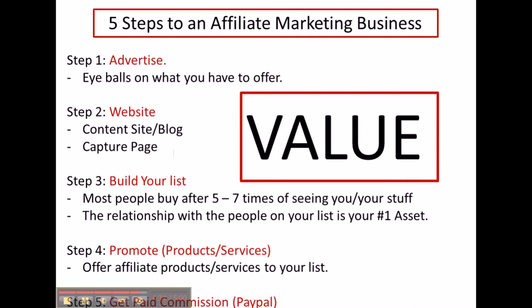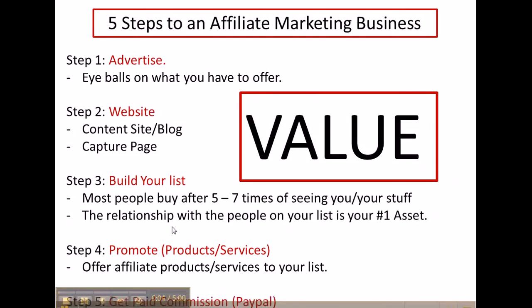So you've got to get them onto your list where you can build a relationship with them, and this is your number 1 asset: your list of people that you build a relationship with. And then it allows you to do step 4, which is to promote products and services. This is when you promote quality products and services to your list, right? And then step 5, obviously you can't see it behind this timer, is you get paid a commission whenever they buy through your affiliate link.